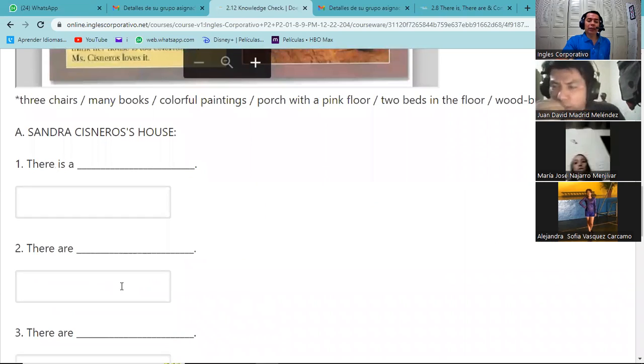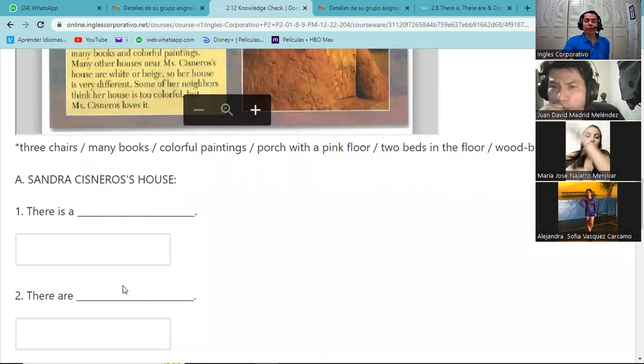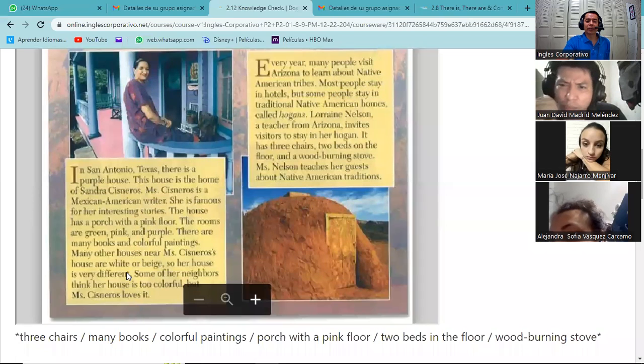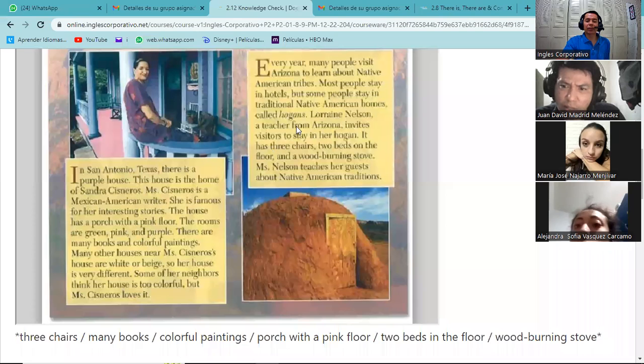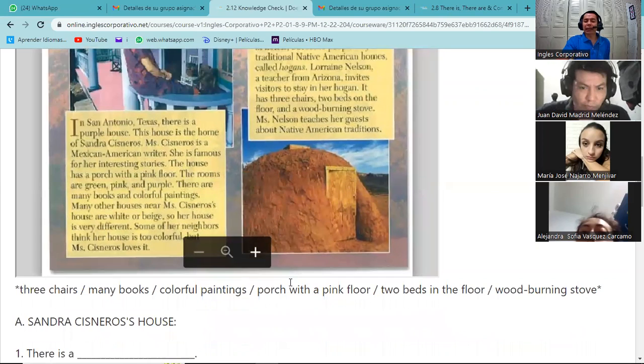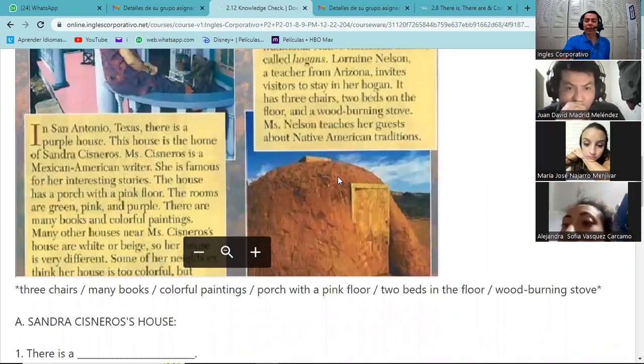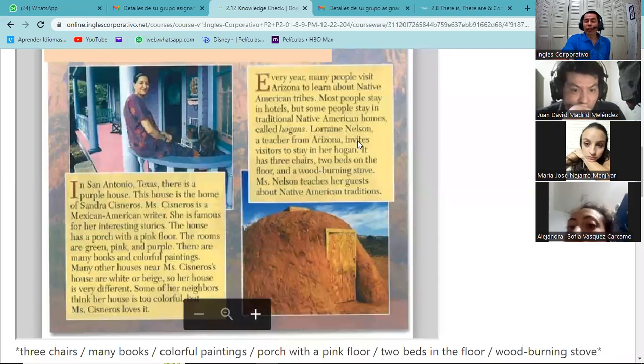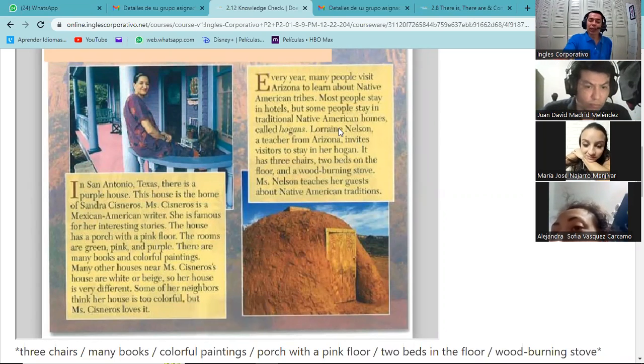Teacher, en esa lectura tengo una duda. En la parte de la otra persona aparece Uga, como que si fuera hogar, algo así. Déjeme ver. Every year, many Native American tribes, most people stay in hotel, but some people stay in traditional Native American homes. Uga. Es como las casas hechas en la tierra, ahí aparece el dibujito. Así le llaman ellos, no sé qué significará honestamente, pero me imagino que es un tipo de casita, lo que conocemos de las películas de indios y vaqueros. En realidad los indios son de la India, pero en Estados Unidos les llaman Native American, nativos americanos.